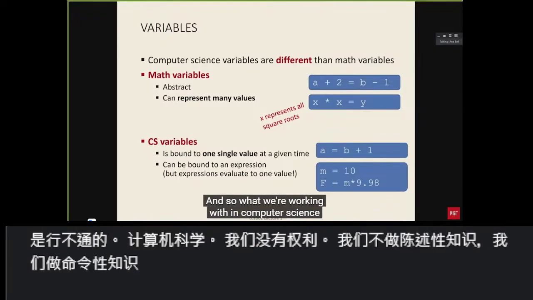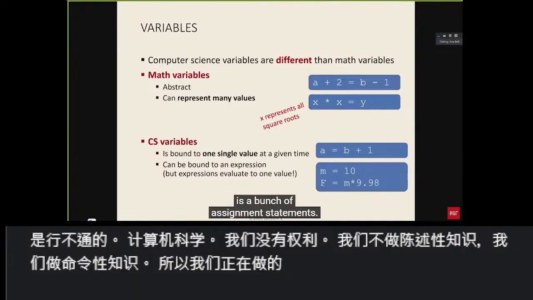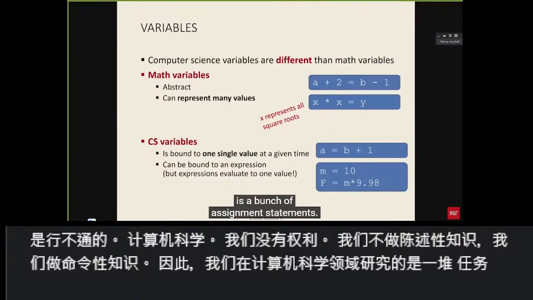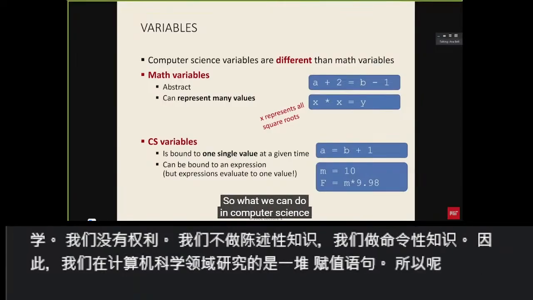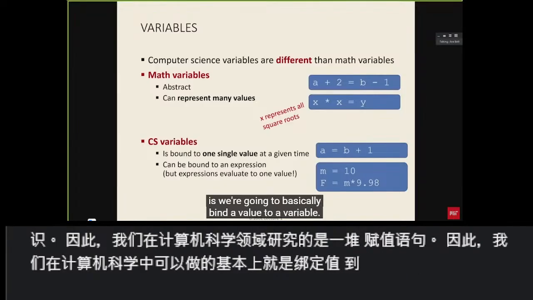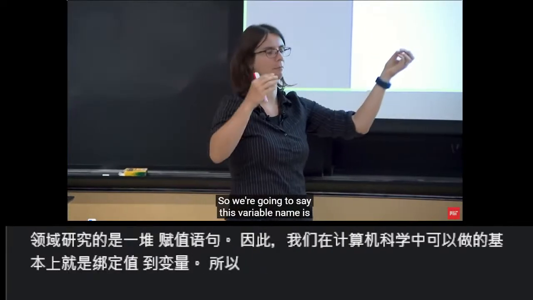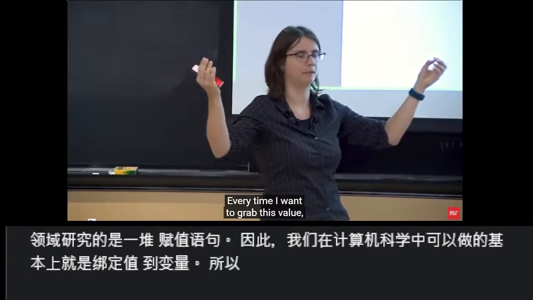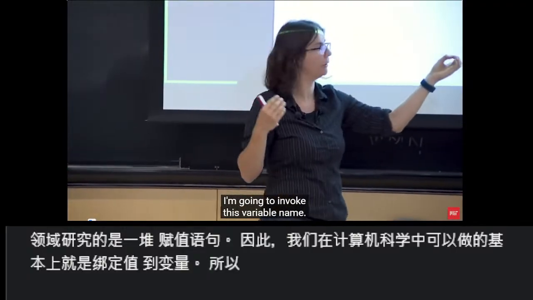And so what we're working with in computer science is a bunch of assignment statements. We're going to bind a value to a variable. So we're going to say this variable name is bound to this value. Every time I want to grab this value, I'm going to invoke this variable name.